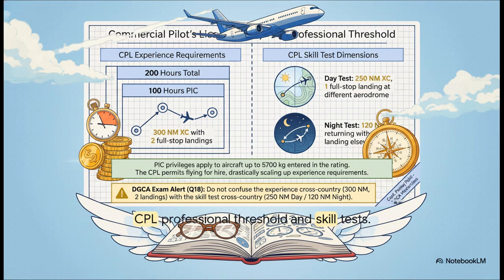Pay very close attention to this major exam tip. Do not confuse the CPL Experience Cross-Country requirement, which is a 300 nautical mile route with 2 full-stop landings, with the Skill Test Cross-Country dimensions, which are 250 nautical miles by day or 120 nautical miles by night. Keep those numbers firmly separated in your mind or they will trip you up.